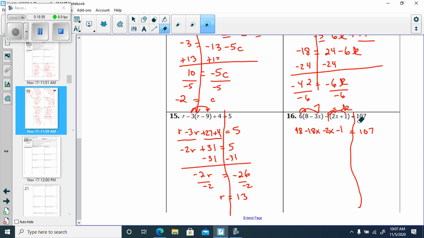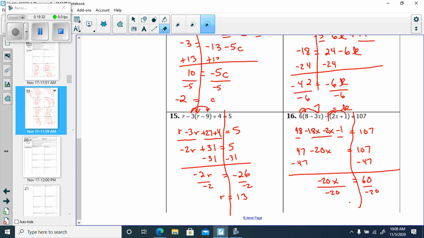Now let's collect like terms. Let's see. I have 48 minus 1, which is 47. I have negative 18x minus 2x gives me negative 20x. And that's equal to 107. Now, I'm solving for the x. I'm going to subtract this 47 from each side. That would give me negative 20x is equal to 60, right? And let's divide both sides by negative 20.